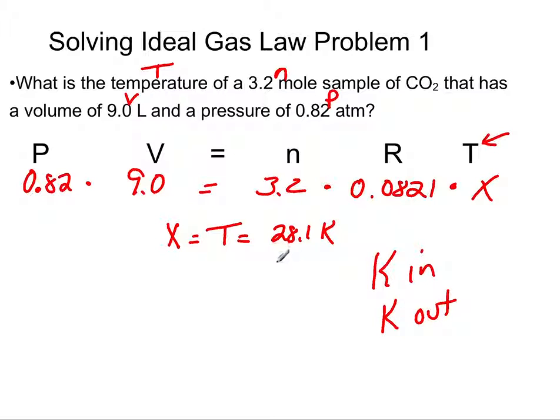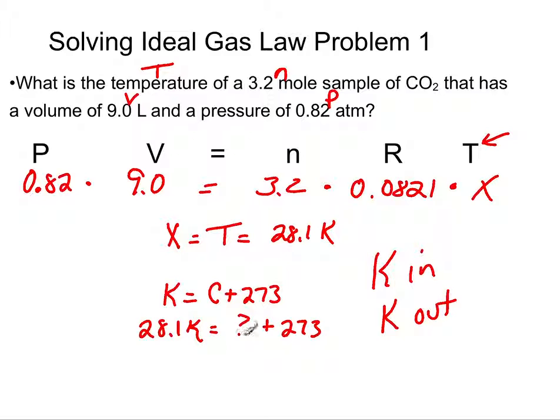If you want to figure out what this is in Celsius, then you have to use that equation again. Kelvin equals Celsius plus 273. You say to yourself, I know it's 28.1 Kelvin. I don't know what it is in Celsius. There's my variable. But I do know that if I add 273 to it, I can find out whatever the Kelvin is. So I'm going to subtract 273 and then subtract 273. And then I know it's going to be negative 244.9-ish. That's my degrees Celsius.